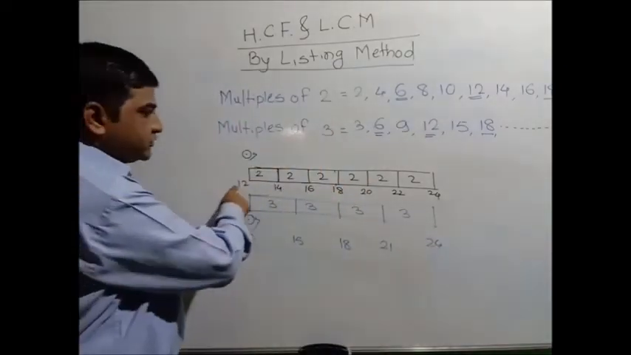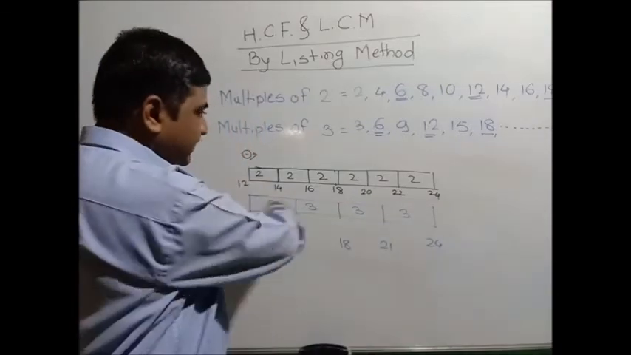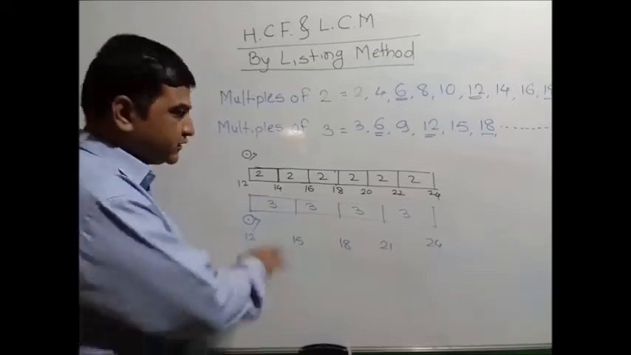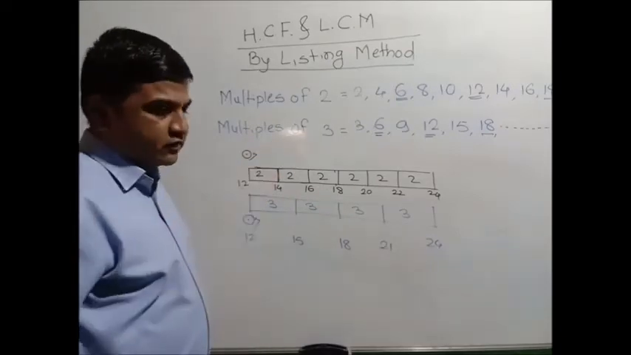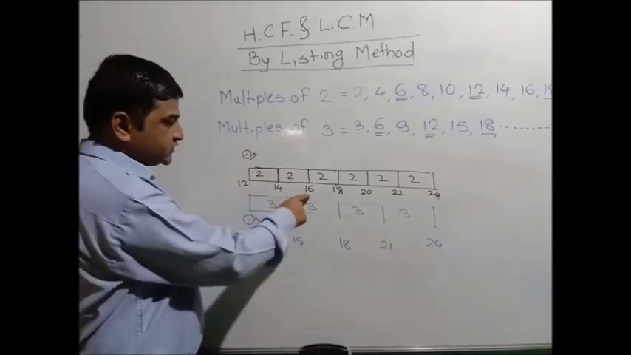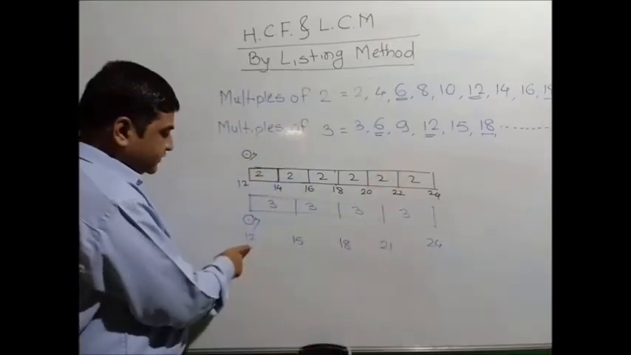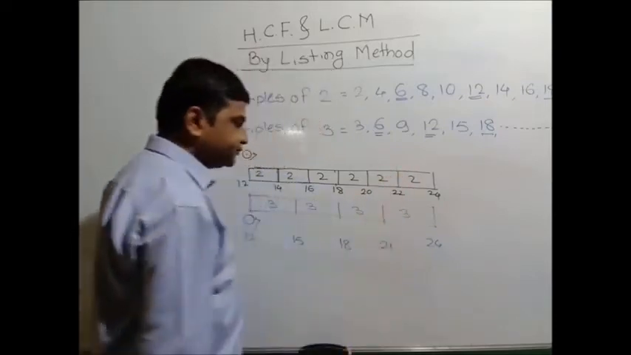This is the timing I have written in 24-hour format. You may take the timing in 12-hour format, but it is easier to understand in 24-hour format. So the first bell rings at 12 o'clock, 14, 16, 18, 20, 22 and 24. The second bell rings at 12, 15, 18, 21 and 24.